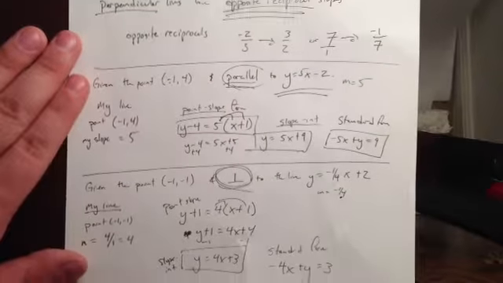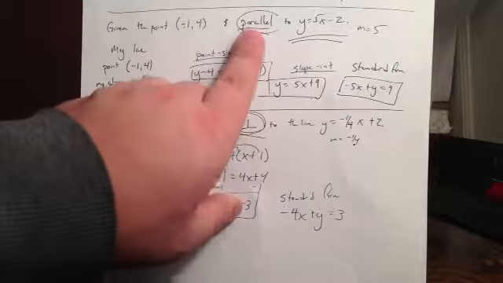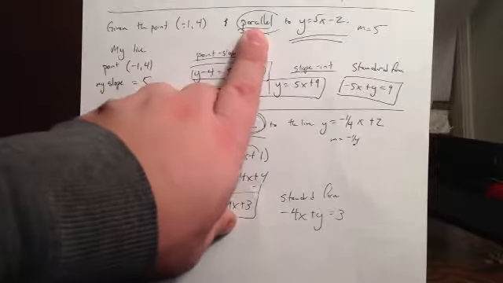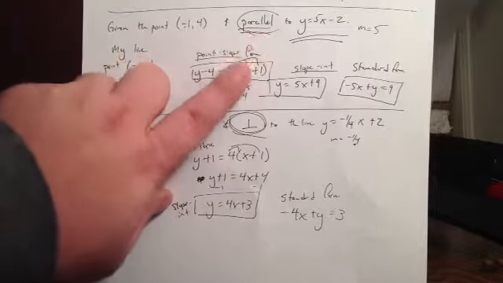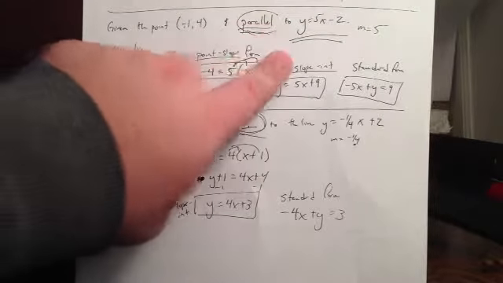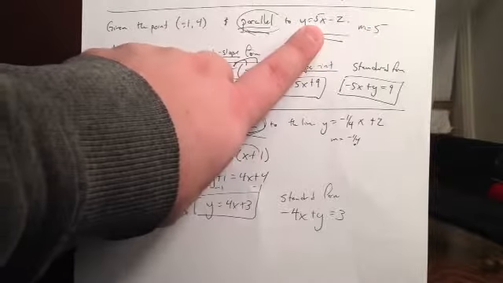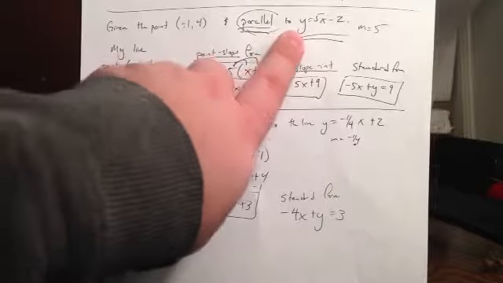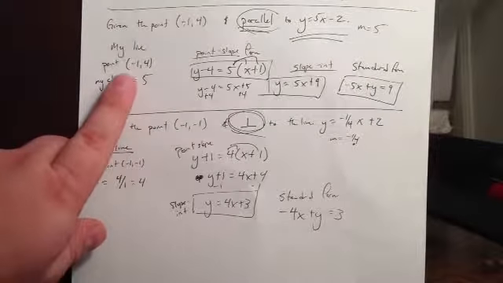So the questions I ask might be, if I gave you a point and a line that's parallel to it, write the equation of a line that goes through a given point and parallel to some other line. Parallel, the important thing you need to know is that it's got the same slope. So we identify the slope, namely in this case, the slope of this line is 5. So the slope we want is 5. And it goes through this point.